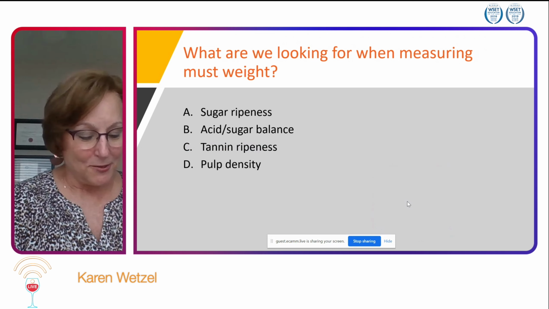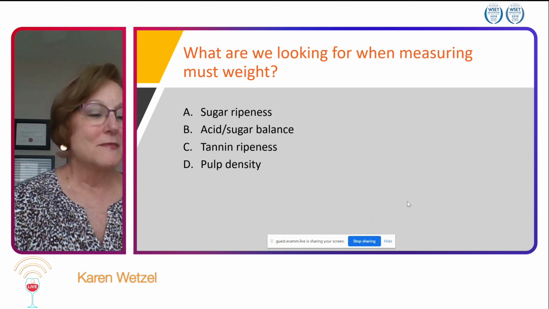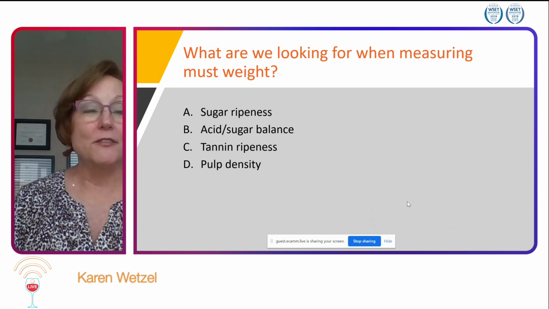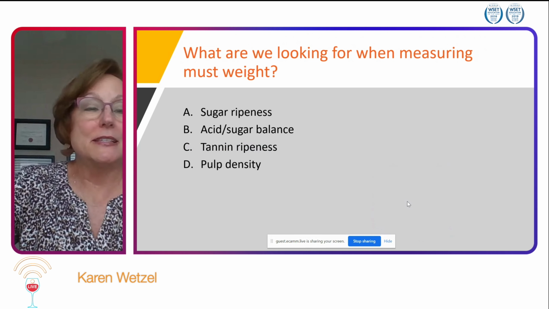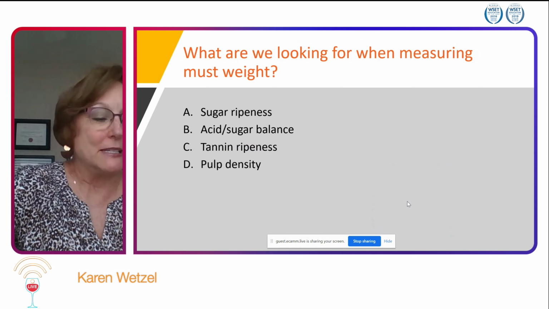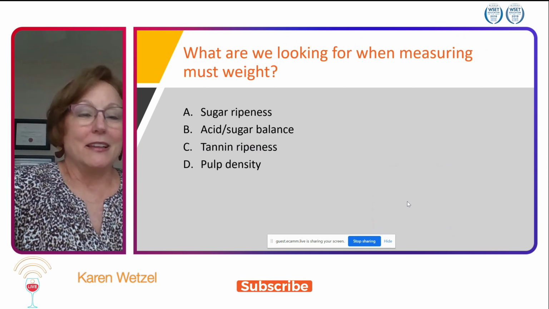I might be confusing you with something. I'm sorry, think of the answer. Sugar ripeness is A, B is acid and sugar balance, C is tannin ripeness, D is pulp density. What do you think?